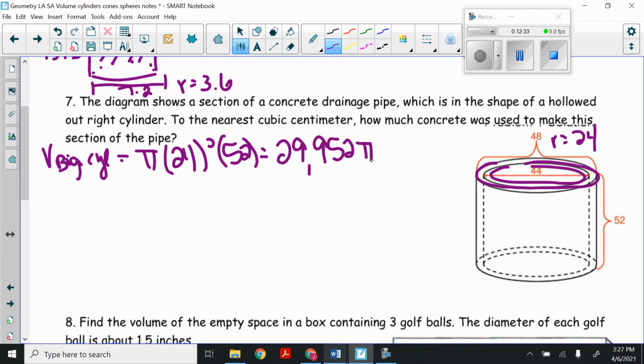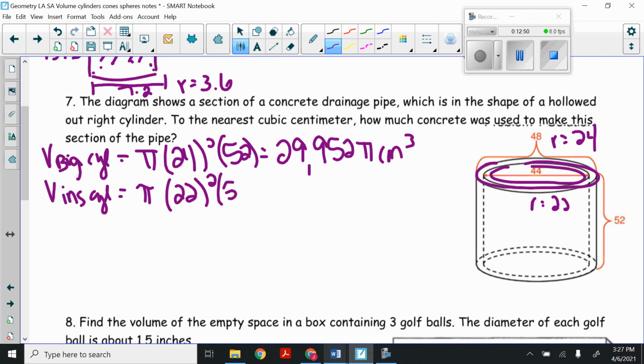That gets me 29,952 pi cubic centimeters. Now we're going to find the volume of the inside cylinder. Pi, my radius, the diameter of that one is 44, so my radius is 22. They both have the same height, so 22 squared times 52, which gets us 25,168 pi cubic centimeters. They hollowed it out, so that means that they took this out. Right? All of that got taken out.